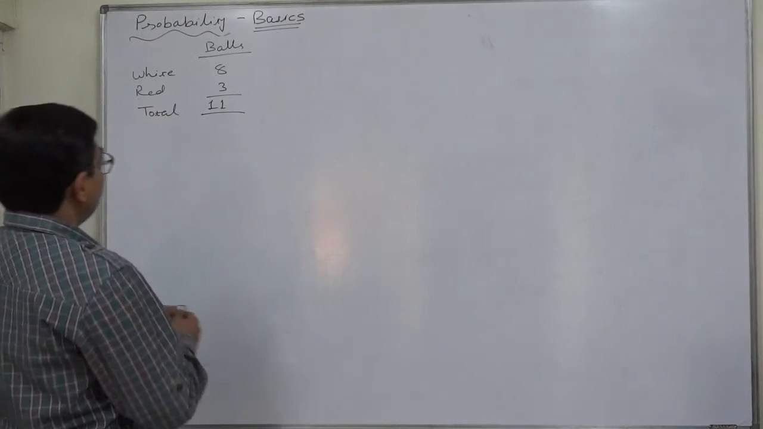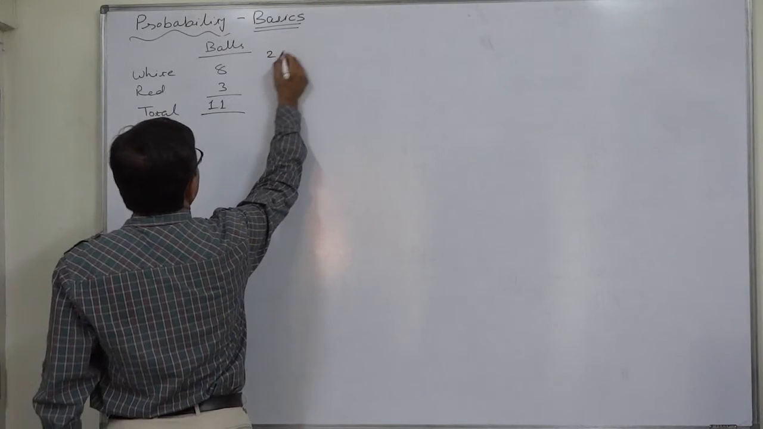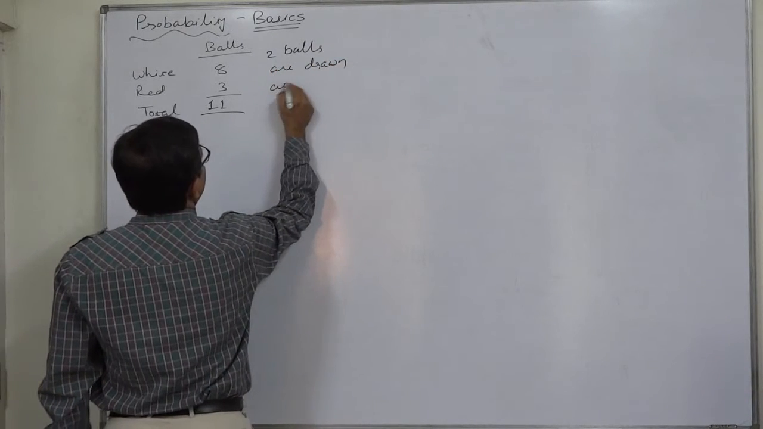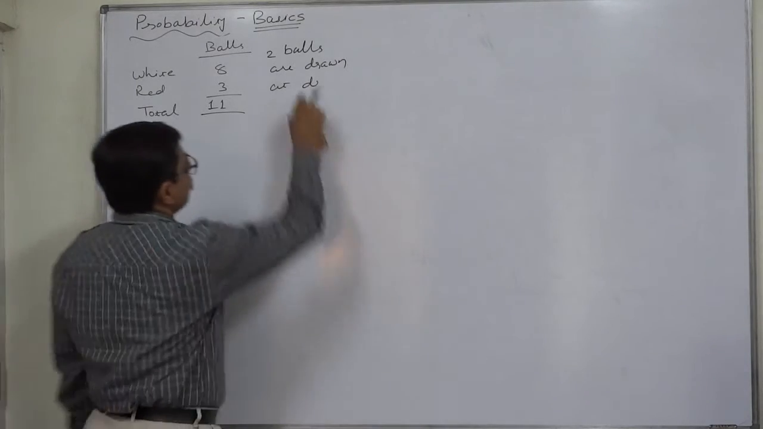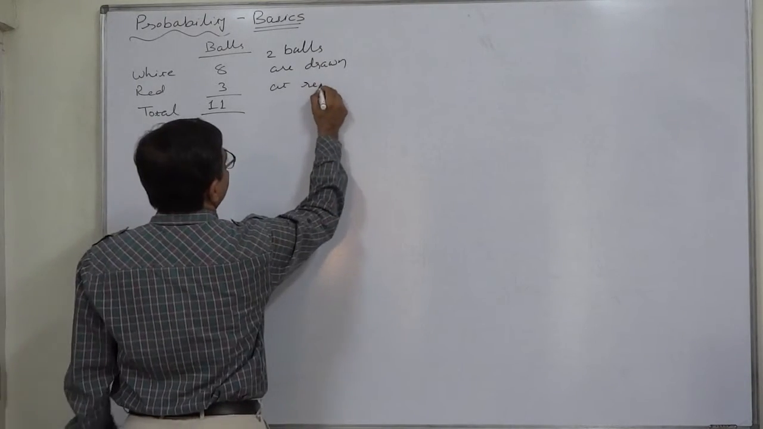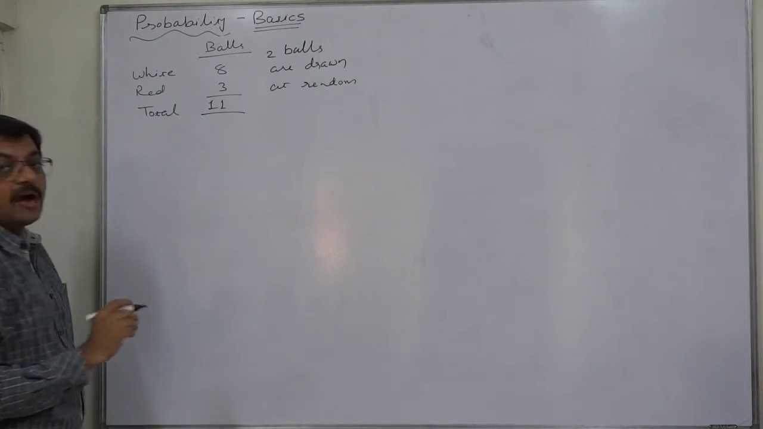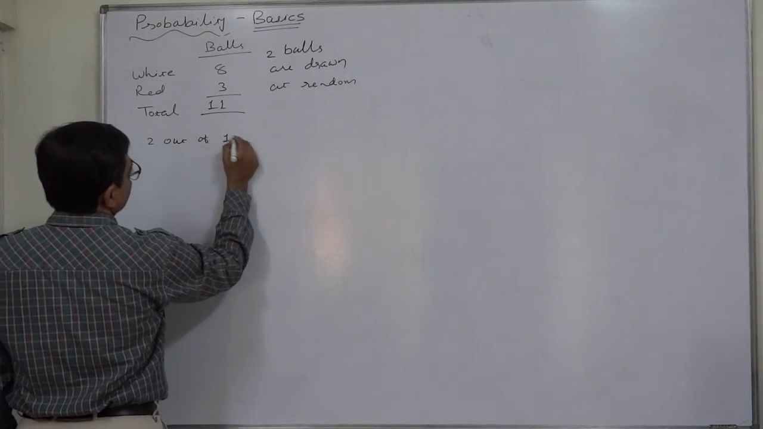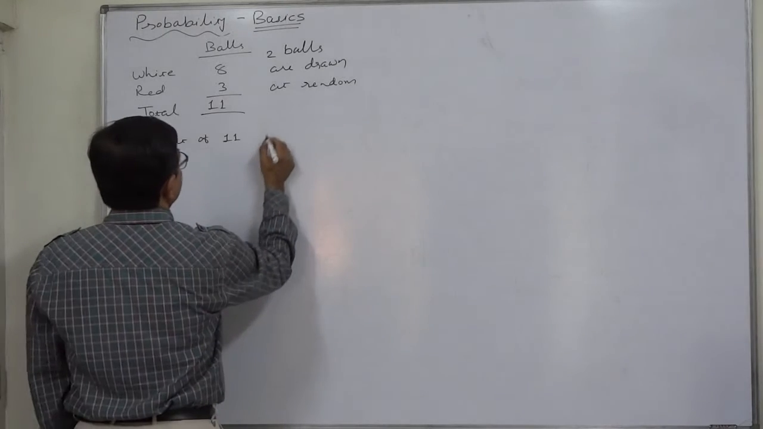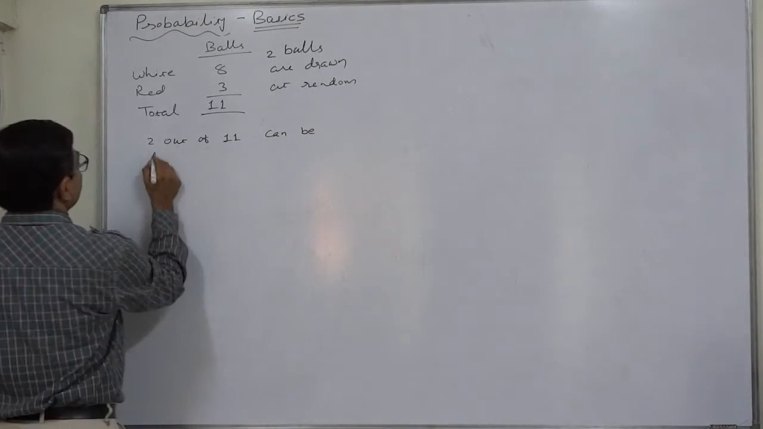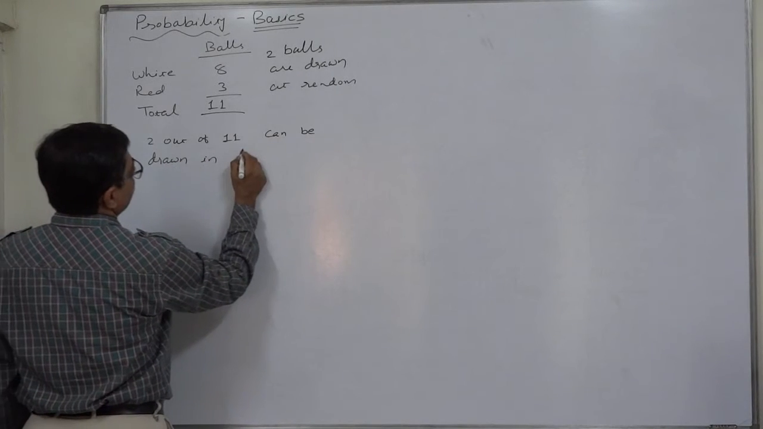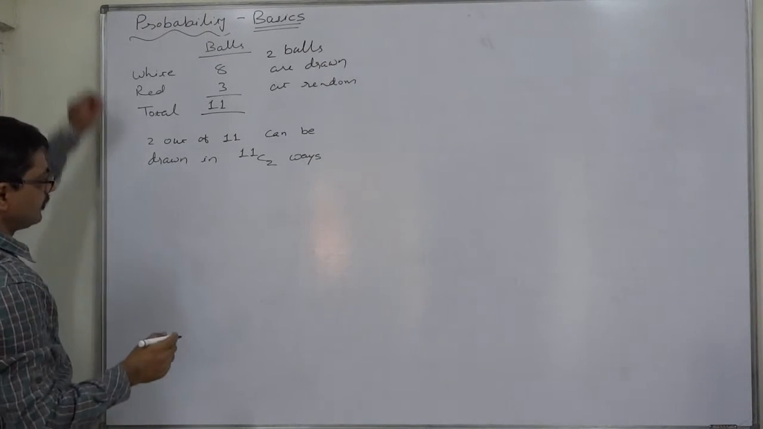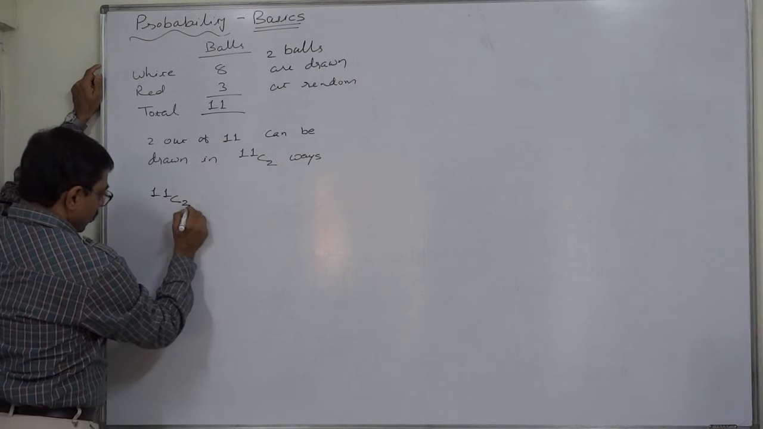First of all, out of 11 we are going to draw 2 balls. Two balls are drawn at random. The first question is, in how many ways we can draw 2 balls out of 11? I am very sorry, not 15, 11. In 11C2 ways. So the total number of possible outcomes will be 11C2 combination.